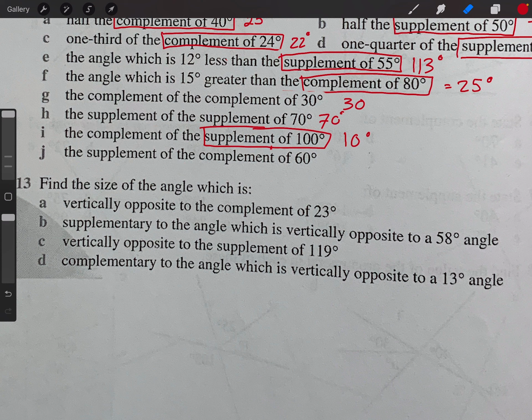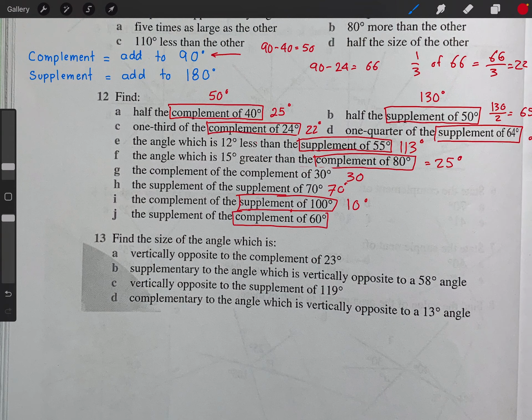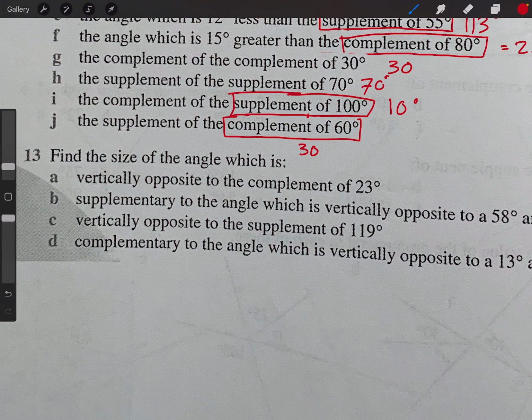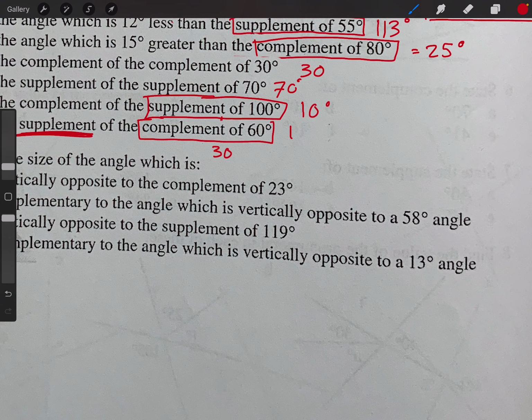Alright, question J. The supplement of the complement of 60. So let's start with this one. Find the complement of 60 first. What angle plus 60 will give me 90? That will be 30. 60 plus 30 is 90. Now we need to find the supplement of this 30 degrees. So what angle adds with 30 to give me 180? That will be 150 degrees.